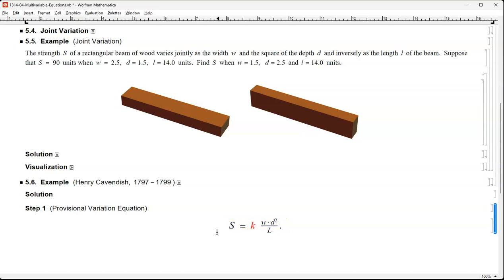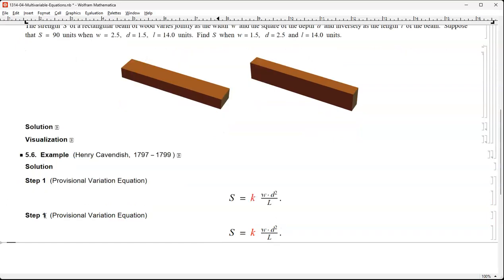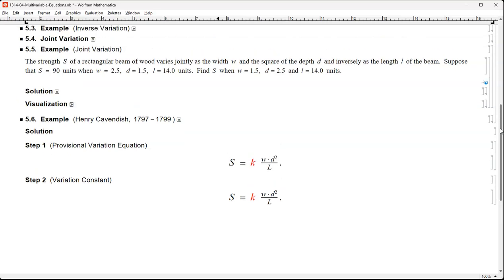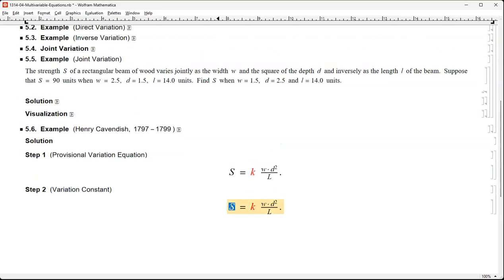Alright, let's go to step 2 and let's find k. Let's find this variation constant k. How do you find it? Well, let's see. The strength is 90 units when the width is 2.5 and depth is 1.5, and that should be squared, and length is 14.0. From here we have to find k.